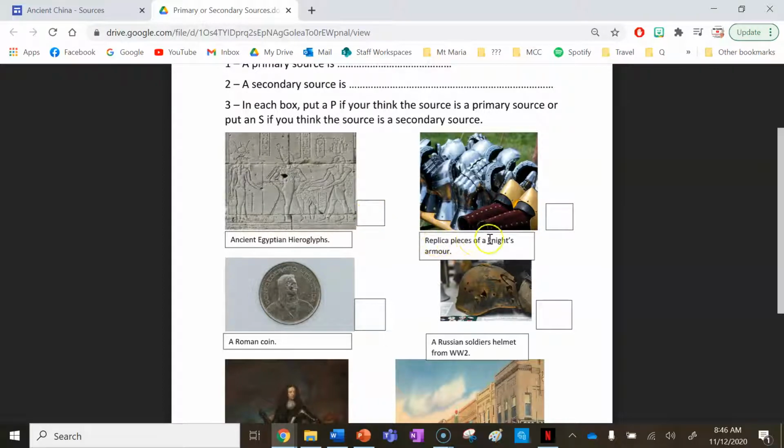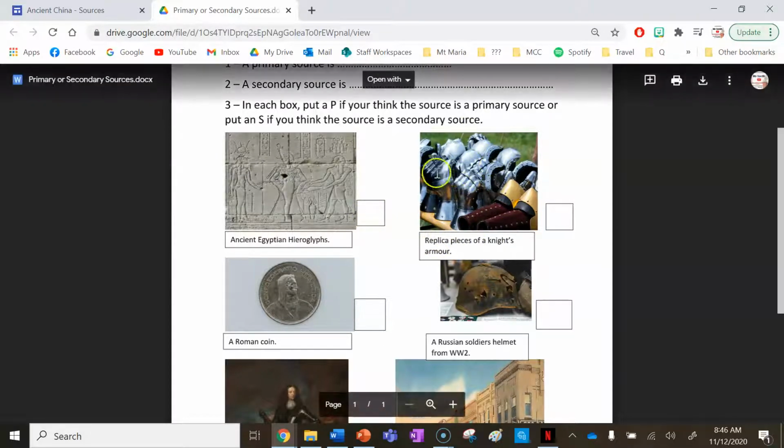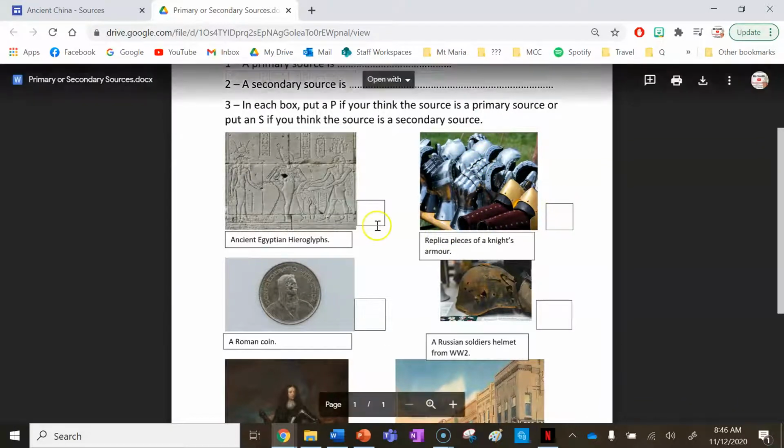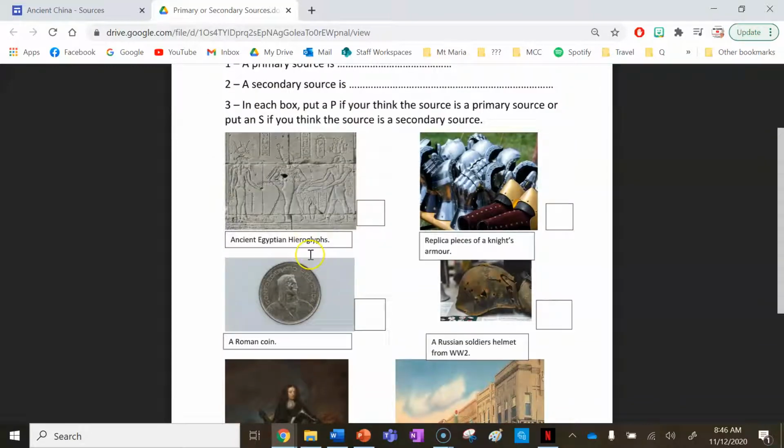Next one, replica pieces of a knight's armor. So these weren't made during the Middle Ages, they're replicas, so they're secondary sources. So I'd write an S there. We've got a Roman coin. Again, I'd put a primary source here because this is a coin from Rome.